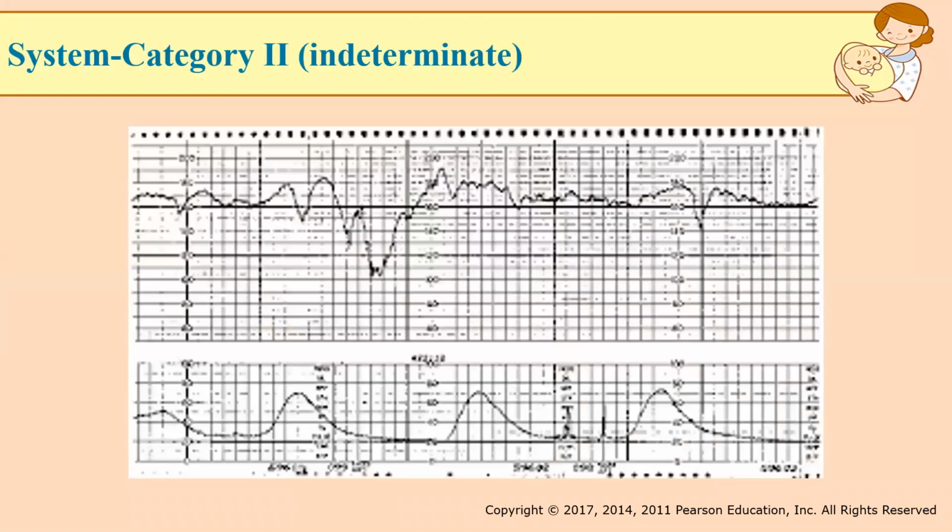And this is a category 2 strip. This contraction pattern is okay. It's not too close. This baby has some accelerations, but it also has the big variable decel, which is shaped like a V or a W. And then it has a small one a little bit later. This is cord compression. Oftentimes, getting the baby off the cord by changing mom's positions will help correct this.